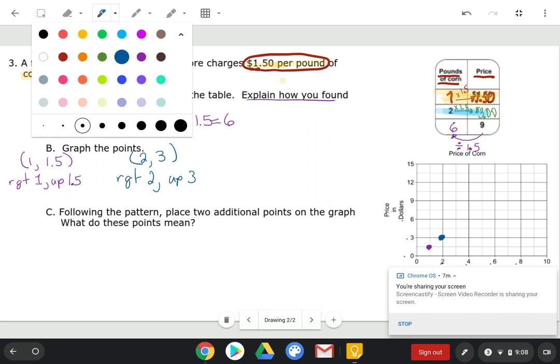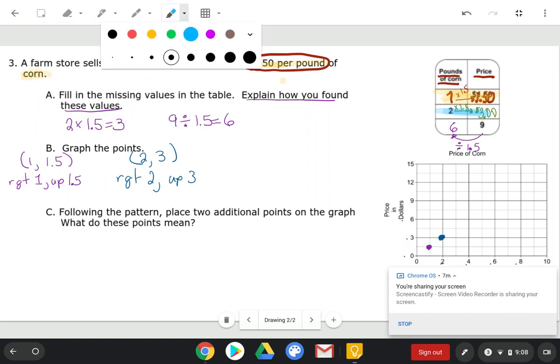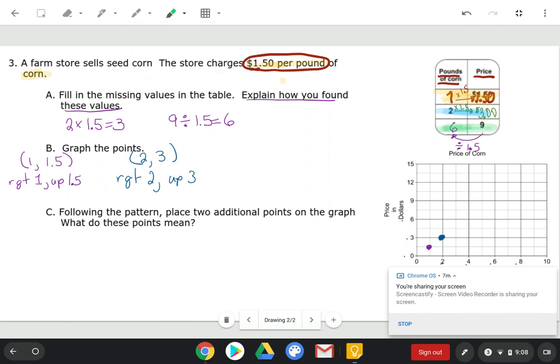And the next point tells us 6, 9. So that just means that I start at 0, I move to the right 6, and then I go up 9. So let's do that. I'm going to start at 0, move to the right 6, and then go up 9. And where I stop, that's where I'm going to put a point. And then I'm going to go back and erase out my lines.